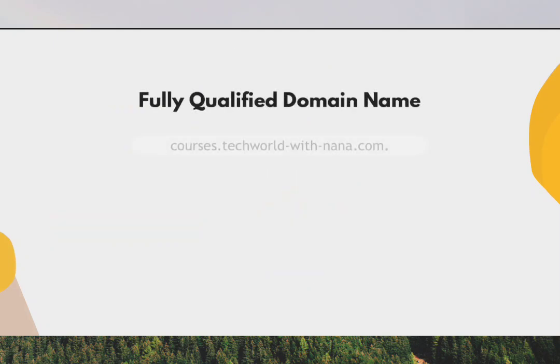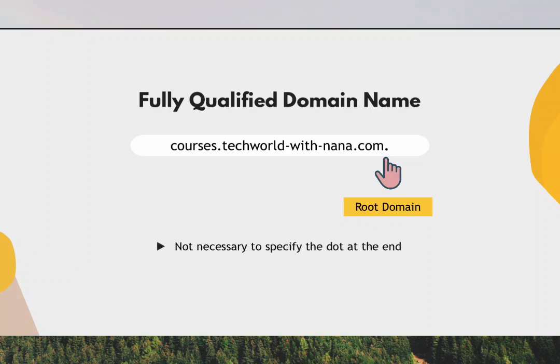There's also a fully qualified domain name, which will be courses.techworldwithnana.com with a dot at the end for the root domain. But we don't use the fully qualified domain names. It works without the dot at the end as well.